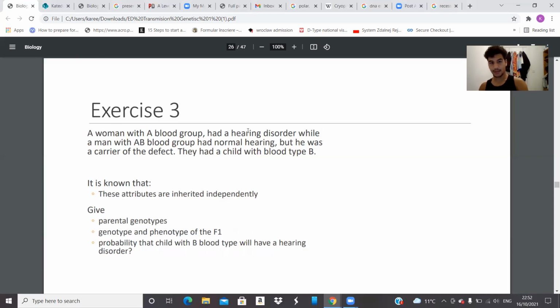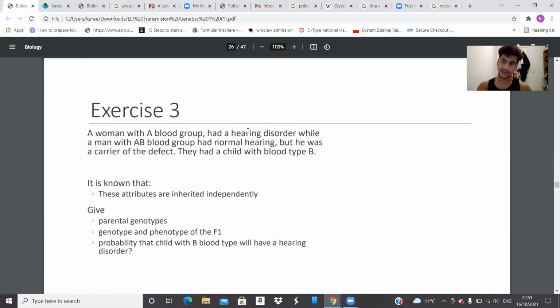So this question has a bit of a twist. It says a woman with blood type A has a hearing disorder, while a man with AB blood group has normal hearing, but he is a carrier of the defect. I'm going to explain what that means, but bear with me just a second. They have a child with blood type B. And then it asks us for the parental genotypes of the blood group.